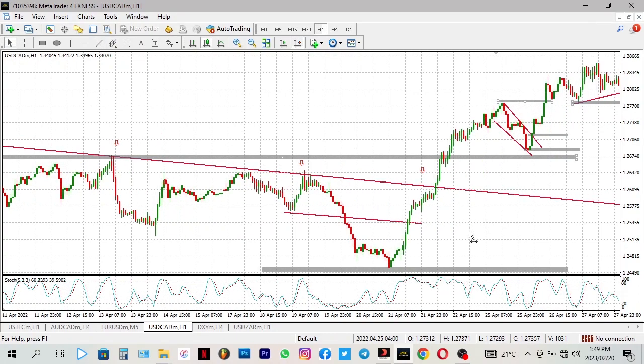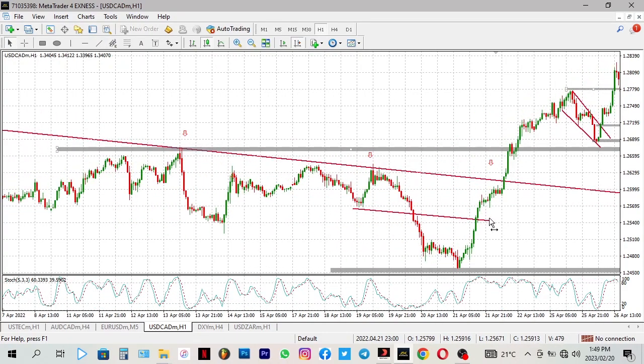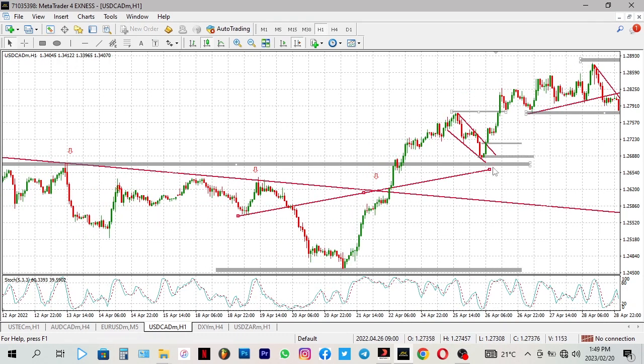So now we wait for the market to break what? The trend line. Not only the trend line, what else? Our last lower high. Here's our last lower high. It broke it and it came to retest. It gave us a bullish structure, a bullish flag. Then we wait for what? For entry. In order to take this entry, we wait for what?